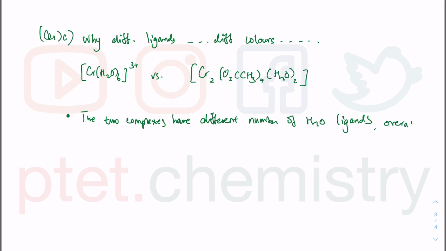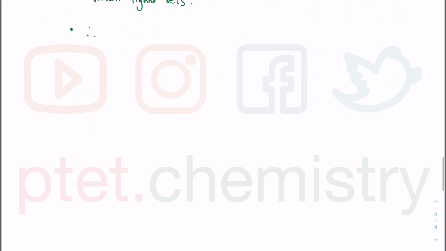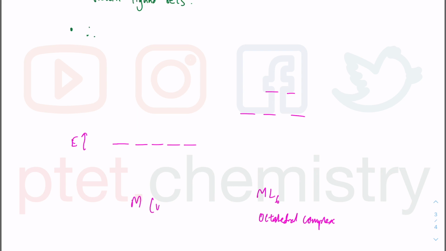So overall, different ligand set, meaning different combinations of ligands in the complexes. We know that the d orbitals get split in the presence of ligand. The d orbitals get split like that in the octahedral complex, whereas they don't get split without any ligand at all. And this splitting is separated by delta E equal to hf equal to hc over lambda absorb.